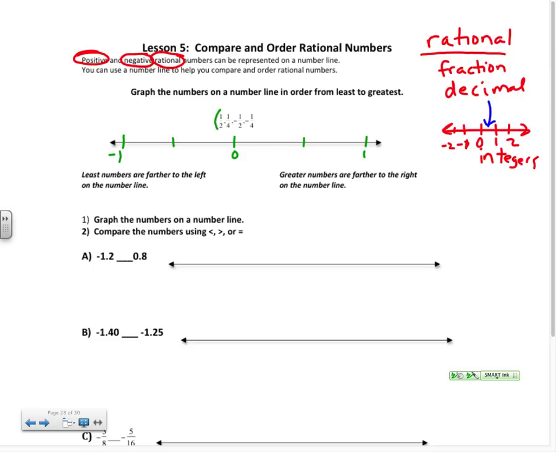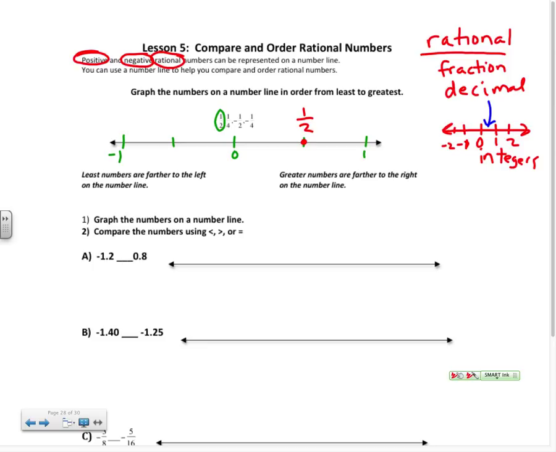So let's start with our 1/2. 1/2 falls between 0 and 1. So to graph the number, we have to remember, mark a point on the line and then go ahead and label it with that fraction 1/2. It's a positive number. It's to the right of 0.